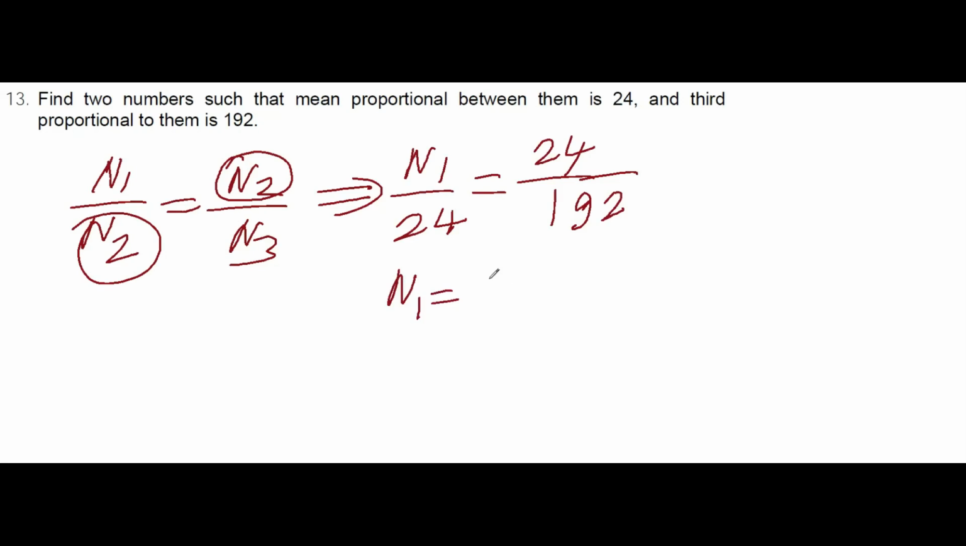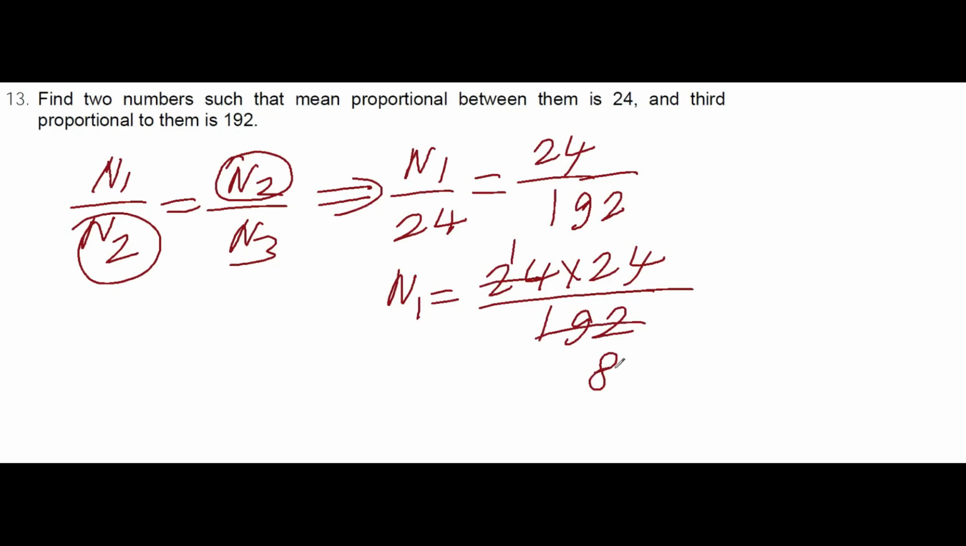So what is the value of n1? It is 24 into 24 divided by 192. So 24 1 ja 24, 24 8 ja 192, 8 1 ja 8, 8 3 ja 24. So 3 is the answer. Got it? Yeah, sir. Yeah.